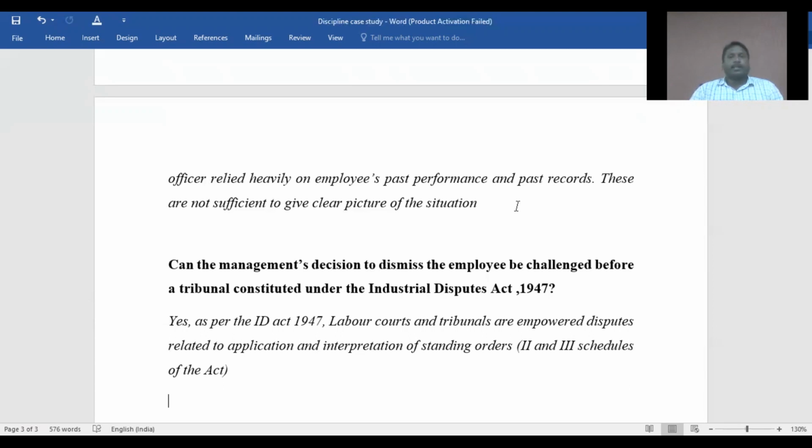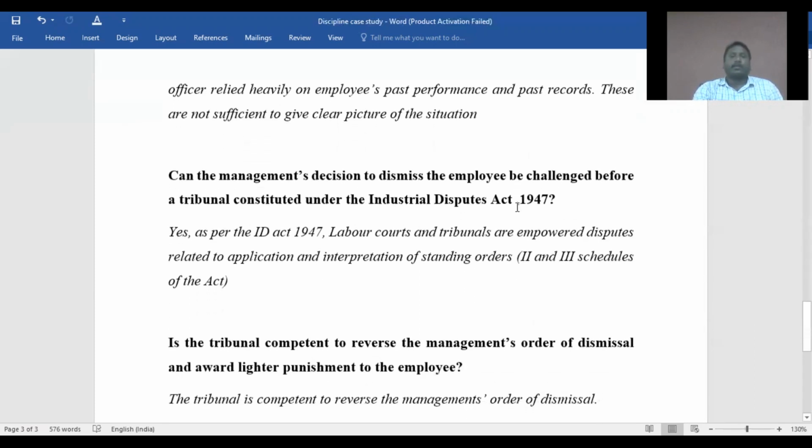So as per the ID Act 1947, labor courts and tribunals are empowered to solve disputes related to application and interpretation of the standing orders that are mentioned in the second and third schedule of the Act. So the question is, can the management's decision to dismiss the employee be challenged before a tribunal constituted under the Industrial Disputes Act 1947? Yes, as per the ID Act 1947, labor courts and tribunals are empowered to solve the disputes related to application and interpretation of standing orders, as mentioned in Schedule 2 and Schedule 3 of the ID Act 1947.